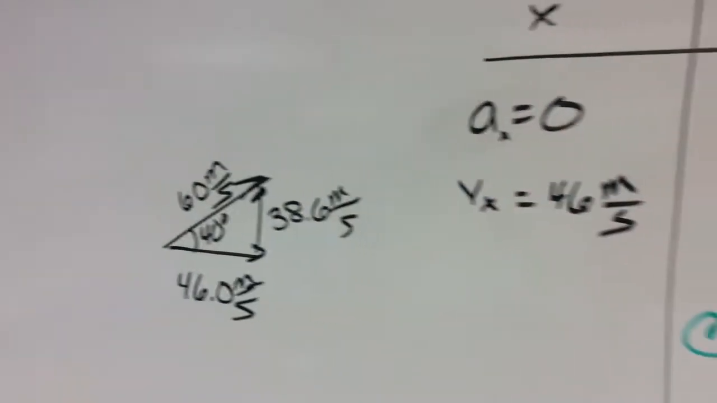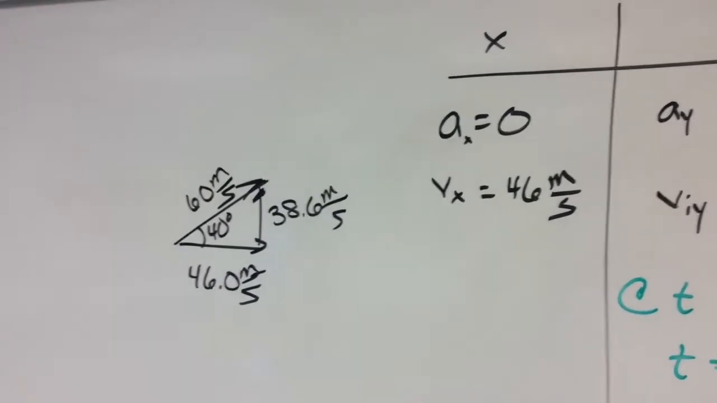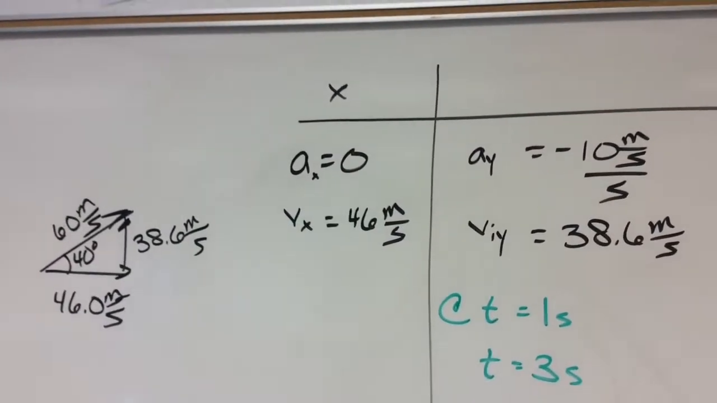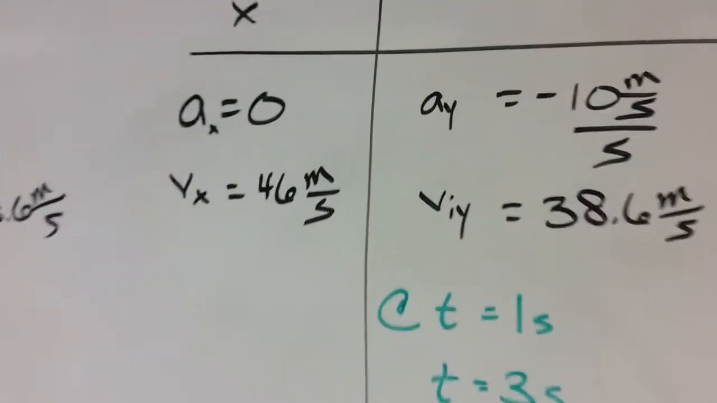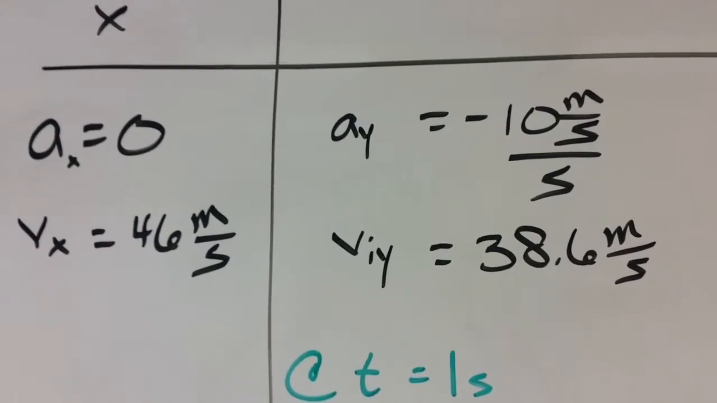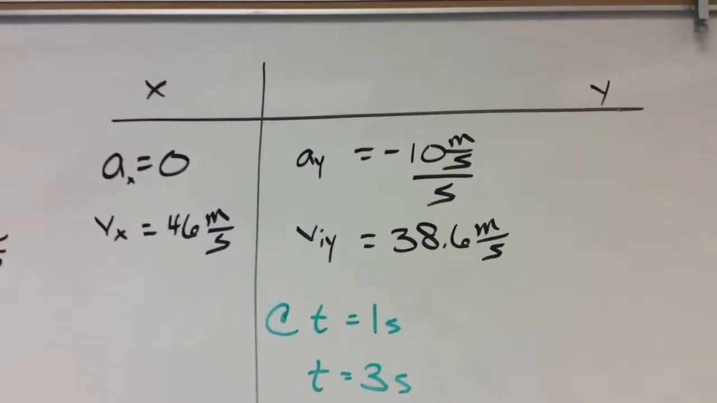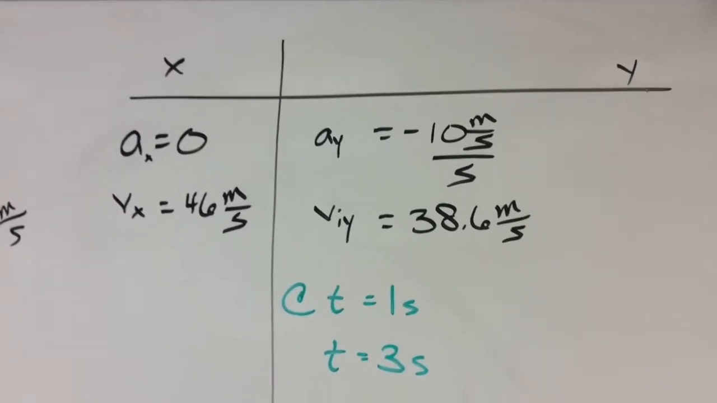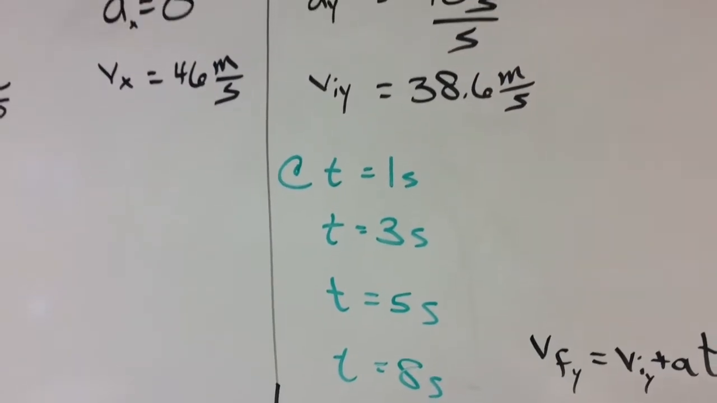Take that 46 and put it in the X column. It's the constant X velocity. Don't touch that. Then take that 38.6 and put it in the Y direction. That thing's going to change. So you have a Vx that doesn't change, and the Vy, which does change. So there's an initial and a final. The acceleration in the Y direction is -10. The acceleration in the X direction is 0. And then for these different times, I want to find that different velocity.